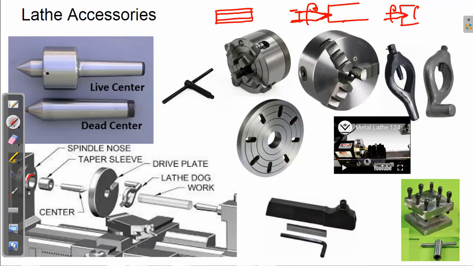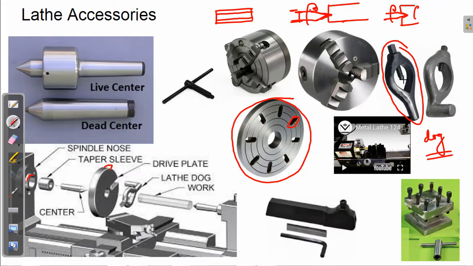So what is done is we take the help of a face plate. Here you can see, this is the face plate. The face plate looks like this. And in the face plate you can see there are slots, and this particular thing is what is called the lathe dog. Lathe dog, D-O-G. With the help of a lathe dog, this lathe dog is actually connected here, and by tightening this particular bolt, or this particular bolt, you can hold the job here.